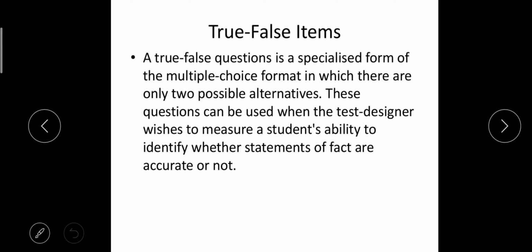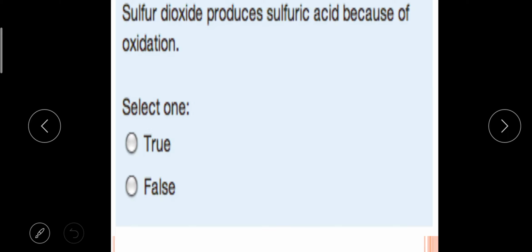A true false question is a specialized form of the multiple choice format in which there are only 2 possible alternatives. This question can be used whether the test designer wishes to measure a student's ability to identify whether a statement or fact is accurate or not. Like we'll give you one statement, you have to say whether this is true or false. Example: sulfur dioxide produces sulfuric acid because of oxidation. Is this statement true or false? You have to give the answer. So this is the true false type, objective type.